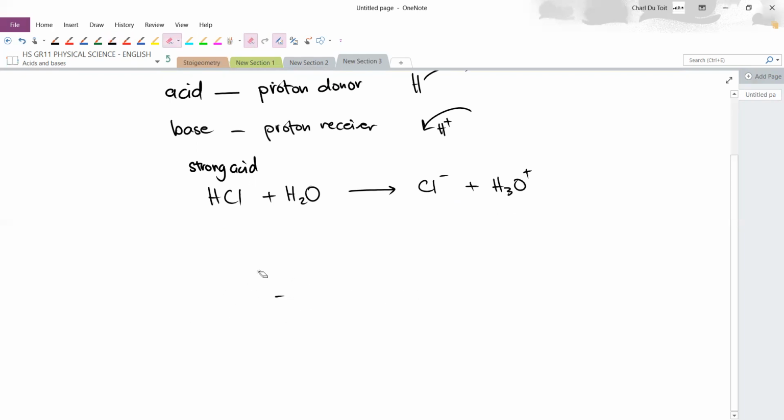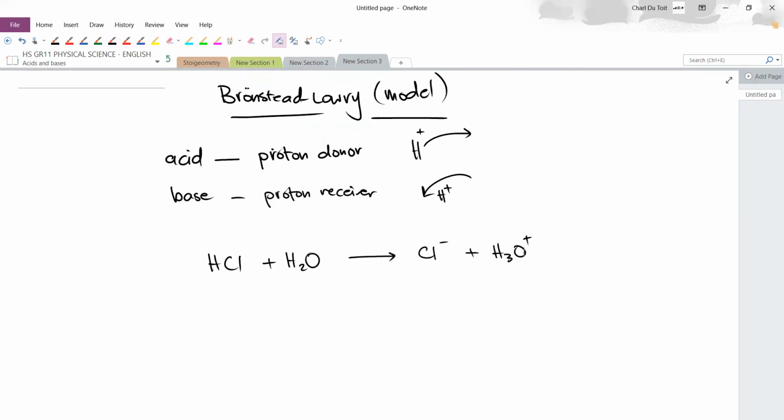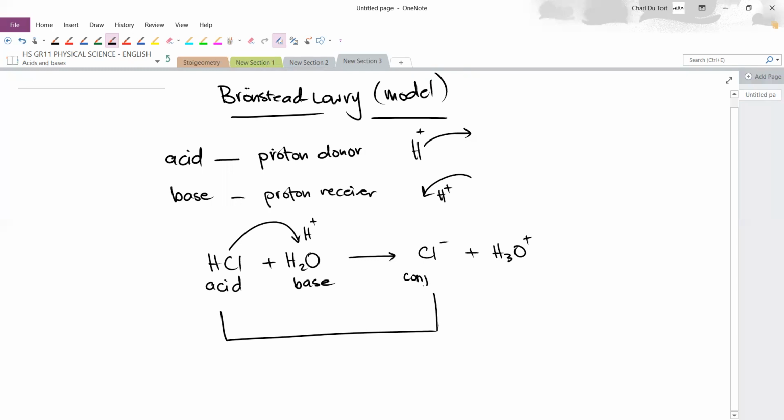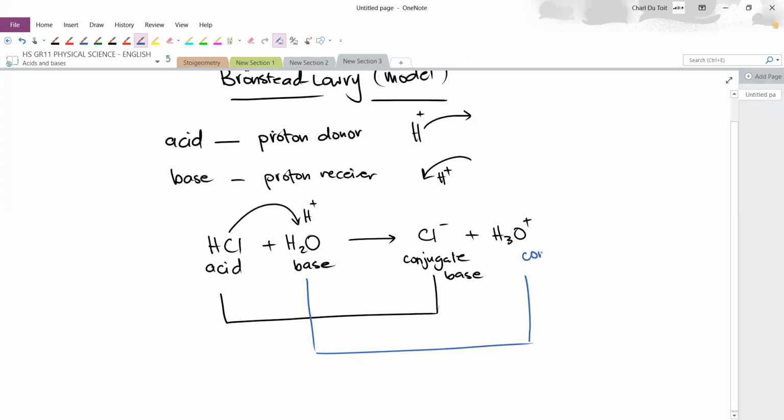So how do I know that hydrochloric acid is an acid according to Lowry-Bronsted? Because it donated a proton to water. That's correct. So this is an acid, and the one that received the proton is a base. Hydrochloric acid becomes chloride ions when it loses its proton. This is called a conjugate base, while the water becomes hydronium ions, which is a conjugate acid.